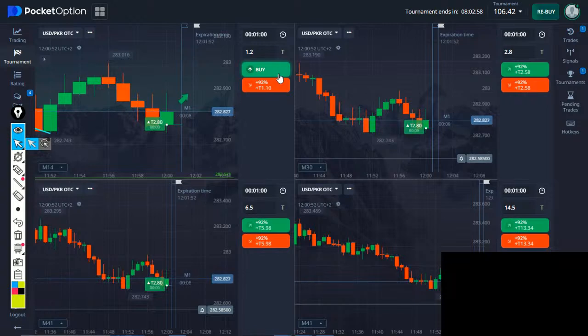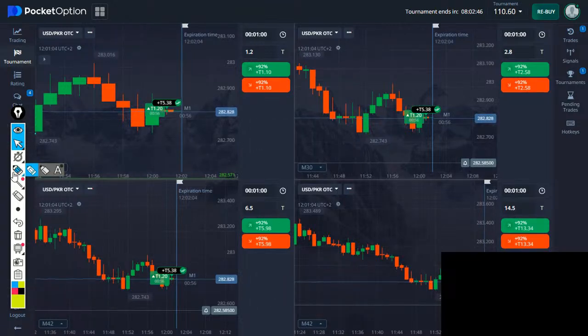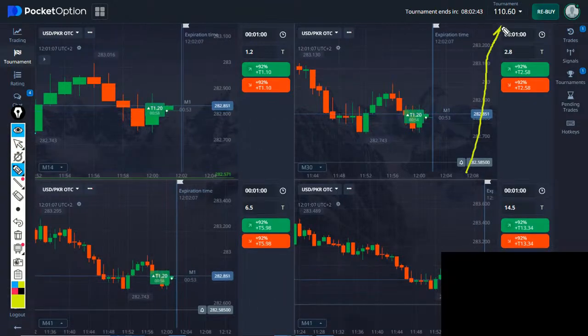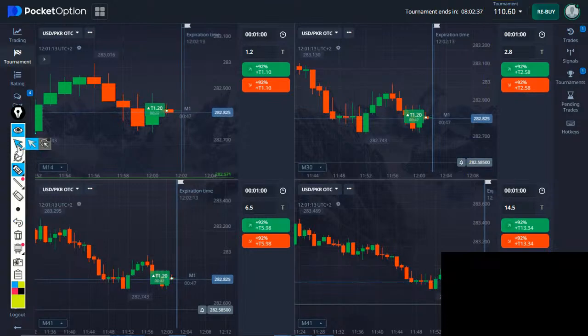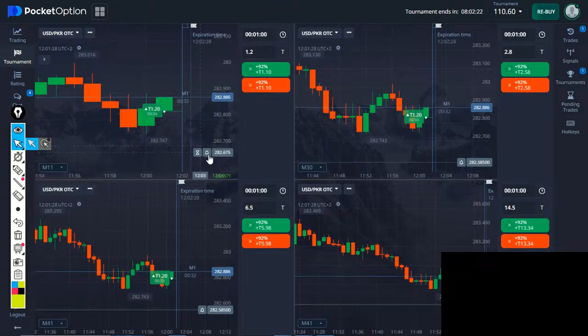Prepare for the second buy. And we go for a buy here. So now up to this point, we are 10.6% in profit, which is decent, quite decent. Come on. We need a push up. Beautiful push. Come on, that's it.